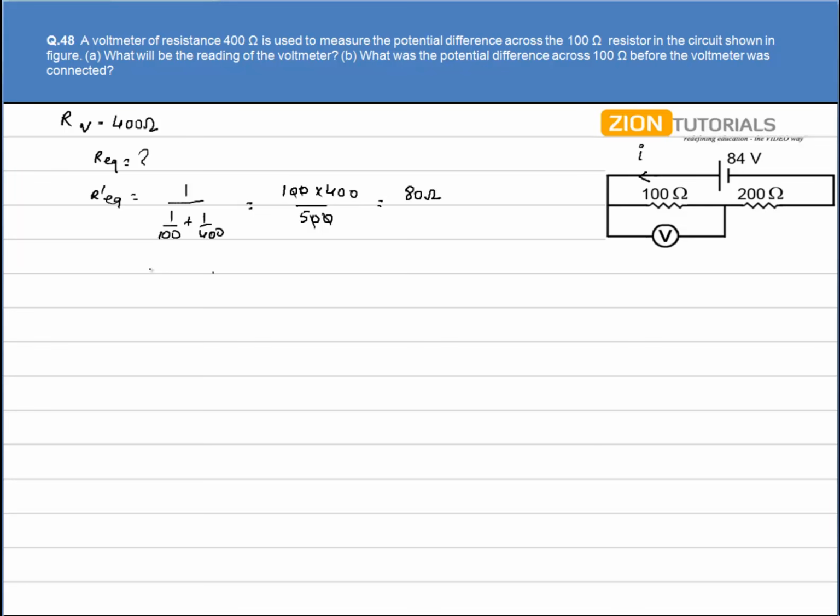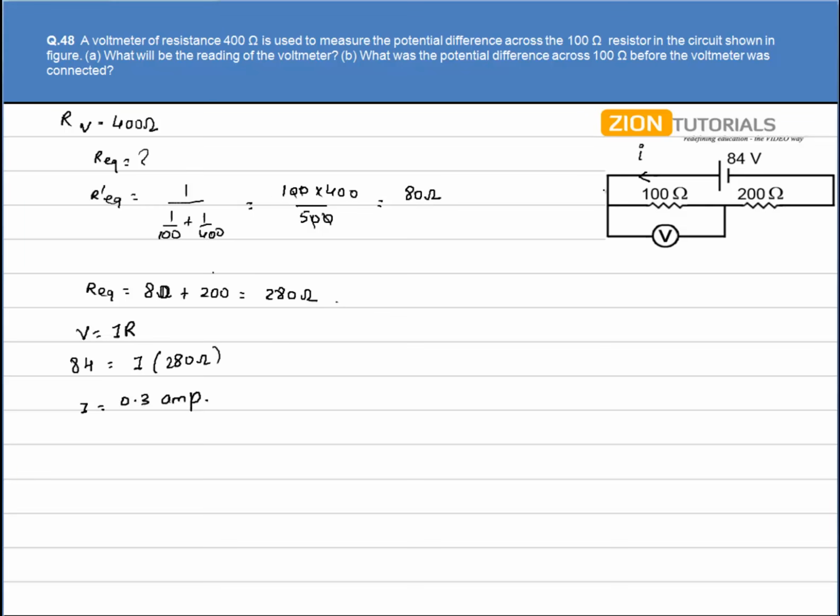80 ohms is in series with this 200 ohm. So our R equivalent comes out to be 80 ohm plus 200, that comes out to be 280 ohms. This is our net resistance. So current can be easily calculated by Ohm's law, that is V equals IR. I have potential as 84 volts, current I have to calculate, and resistance is 280 ohms. So current comes out to be 0.3 amperes.